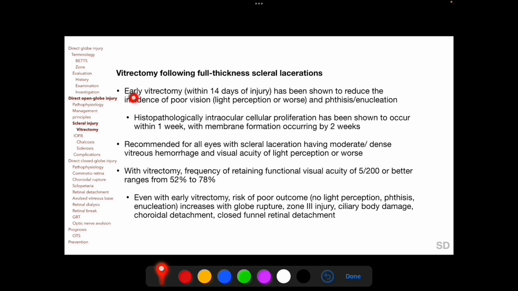Early vitrectomy within 14 days of a posterior segment open globe injury has been shown to reduce the incidence of poor vision, phthisis and or enucleation, and so early vitrectomy is recommended for all eyes with scleral laceration having moderate to dense vitreous hemorrhage and visual acuity of light perception or worse.